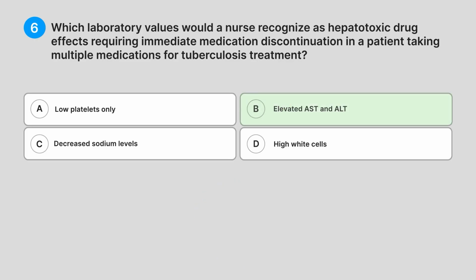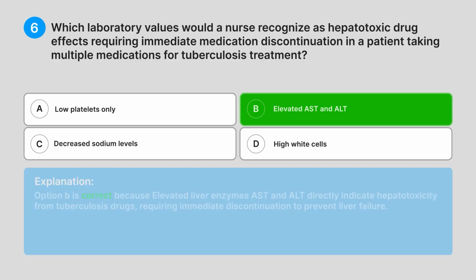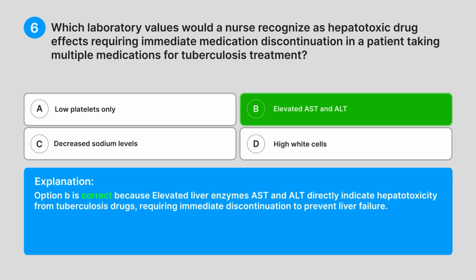Correct answer, B. Elevated AST and ALT. Explanation. Option B is correct because elevated liver enzymes, AST and ALT, directly indicate hepatotoxicity from tuberculosis drugs, requiring immediate discontinuation to prevent liver failure.